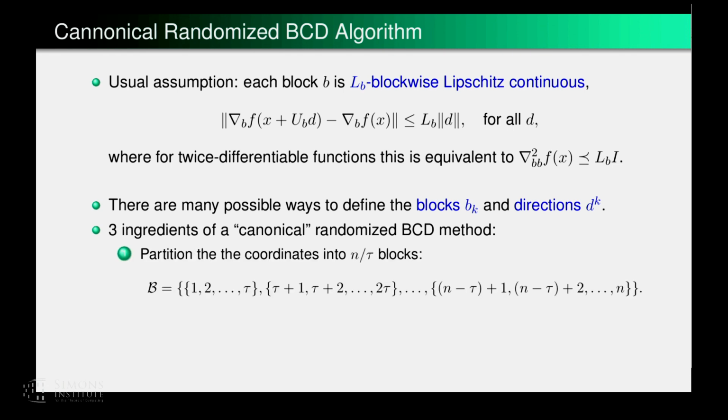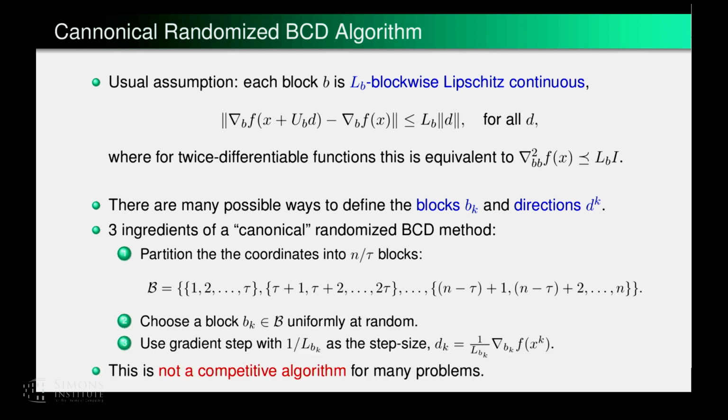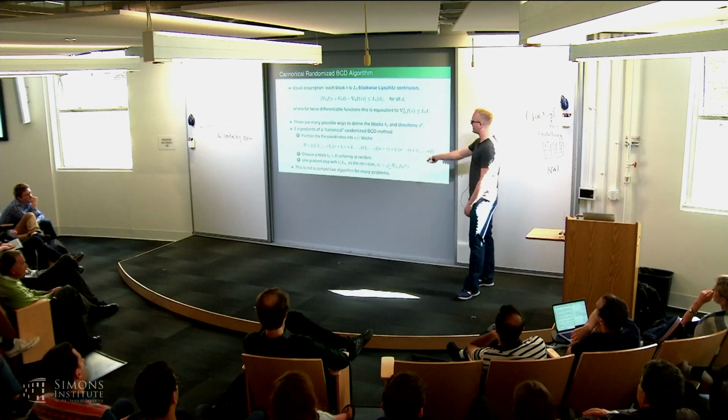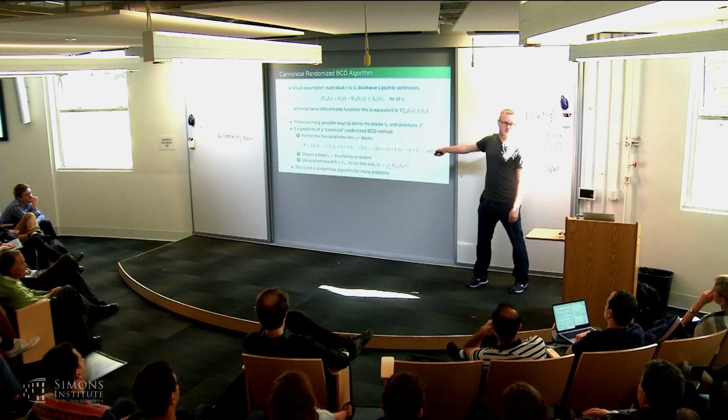So I partition the coordinates into blocks. So just 1 to tau, tau plus 1 up to 2 tau, and so on. Then I choose a block uniformly at random. And then I do my gradient descent step with a step size of 1 over L for the block. Is that the previous talk's algorithm? Well, except for in the quadratic case, you can do a full step. So OK, here you use a line search, which works much better.